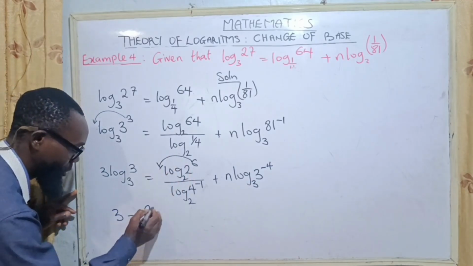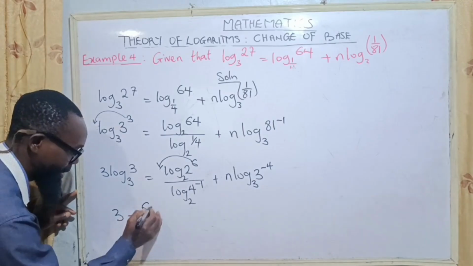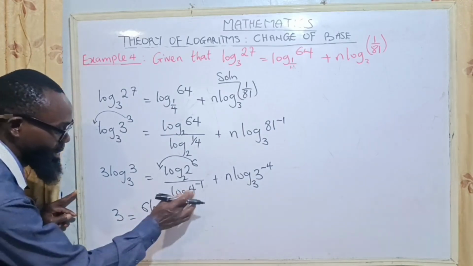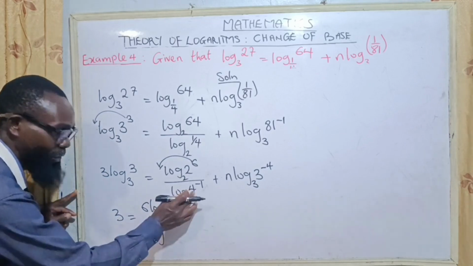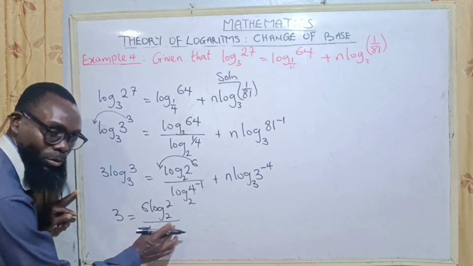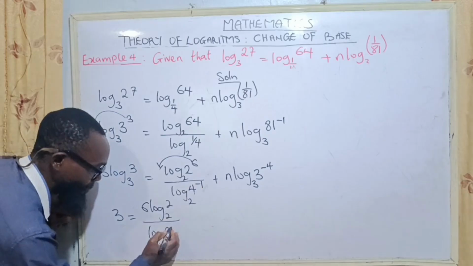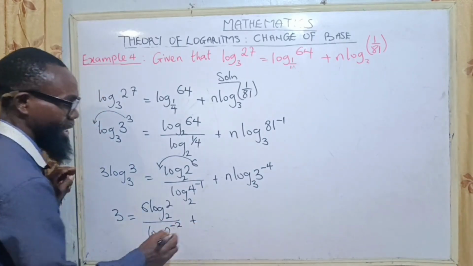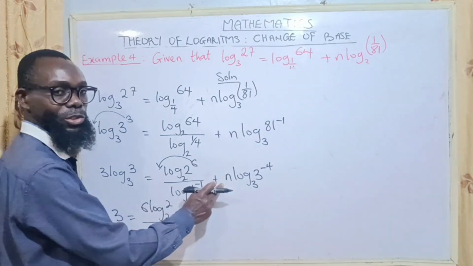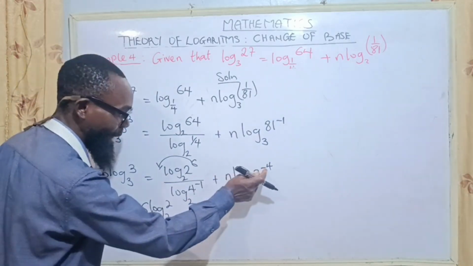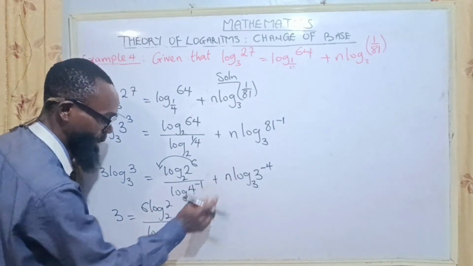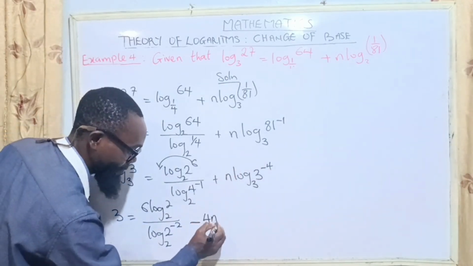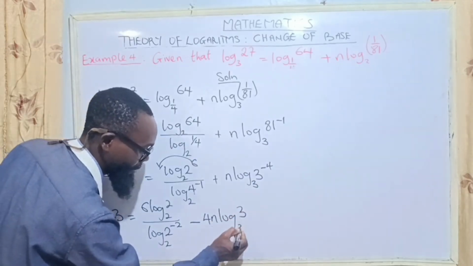I have 6 log 2 base 2 over this one log, this 4 can be written as 2 raised to the power 2. But now 2 multiplied by minus 1, I have minus 2 base 2. Then plus, now this minus 4 has to move forward. So minus 4 is coming here, minus and is plus, I have minus 4 multiplied by n, 4n log 3 base 3.